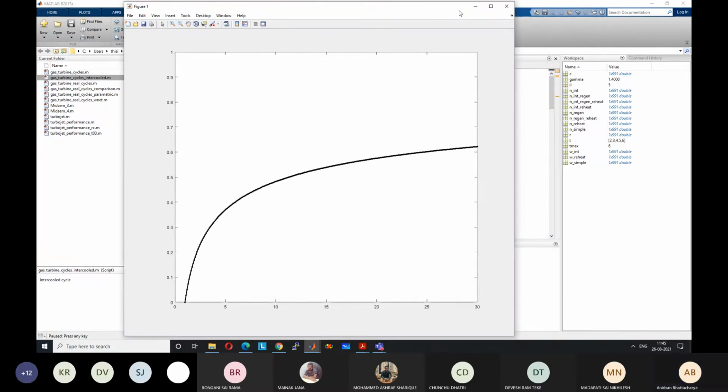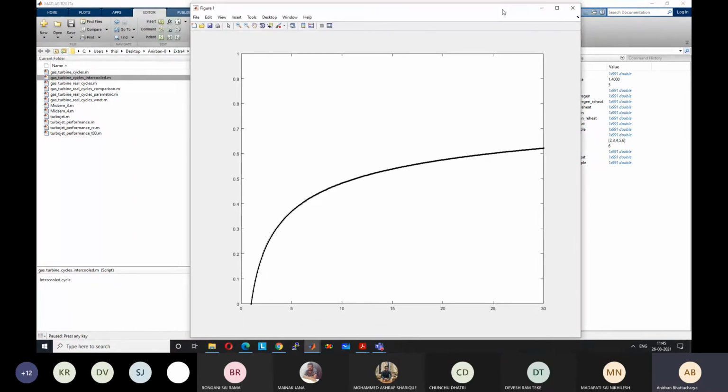Let us summarize the discussion here also. Hopefully you have studied the previous material and remember the variations. So this is the simple Brayton cycle. We already know it looks like this. The x-axis is the variation of R and the y-axis is the efficiency. The efficiency obviously is 0 at R equal to 1, and then it increases gradually.